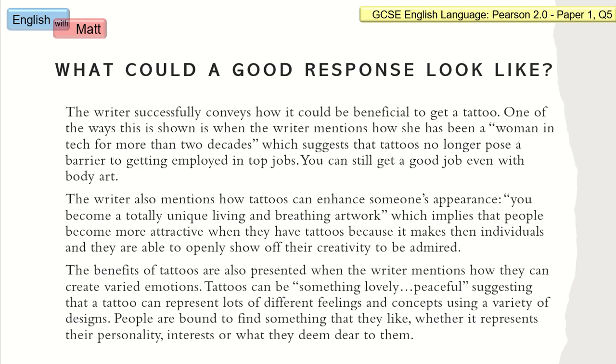So that is what a good response might look like in terms of paper 1 question 5 for Pearson 2.0, one of the evaluation questions.